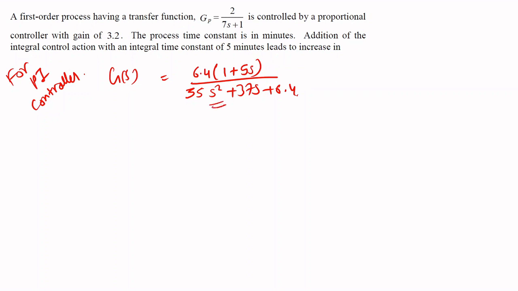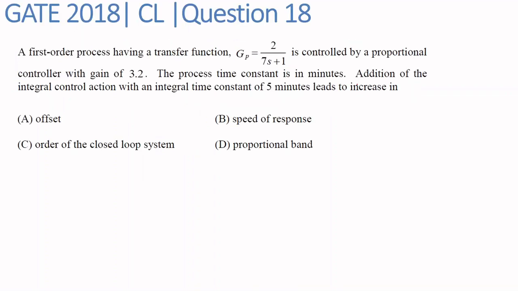Now over here, the denominator has an order of 2, that is n equal to 2. So basically, by introducing an integral action to this proportional controller, we are increasing the order by 1. From the given options, we have been asked that addition of an integral action with an integral time constant of 5 minutes leads to an increase in the order of the closed loop system. So as we saw, the order increased by 1 from the proportional control to the PI controller. So option C is the correct answer.